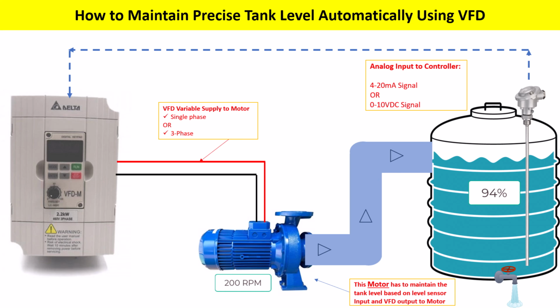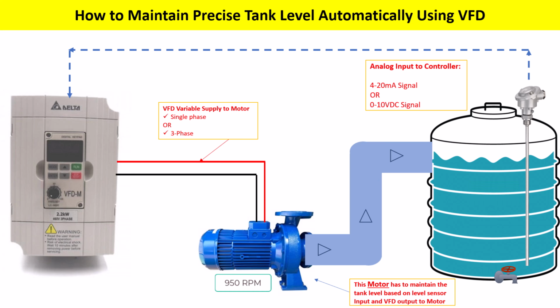Now, here's where the magic happens. The VFD is not just a speed controller, it has a built-in PID function. That means it can read the level sensor signal, compare it with your desired set point, and adjust the motor speed accordingly, all by itself. So what does this do in real life?